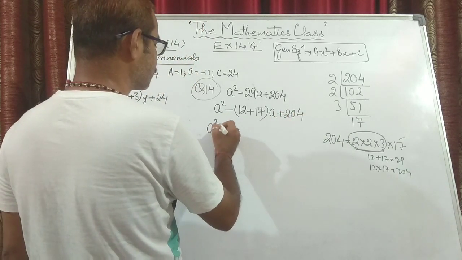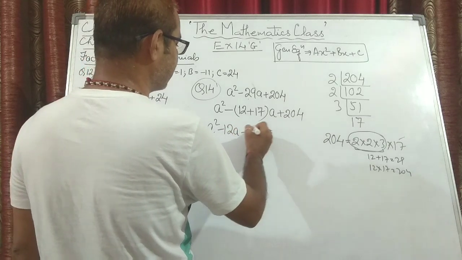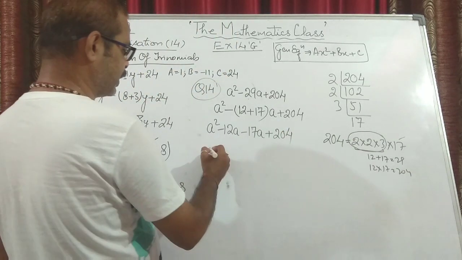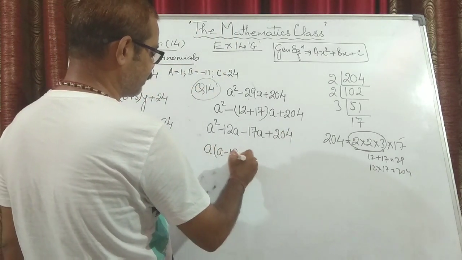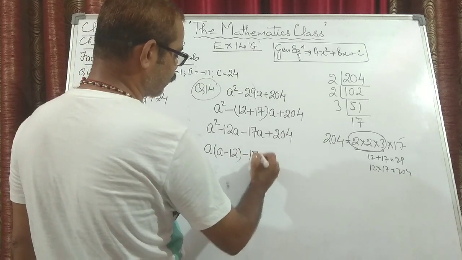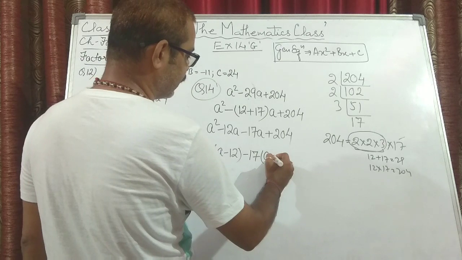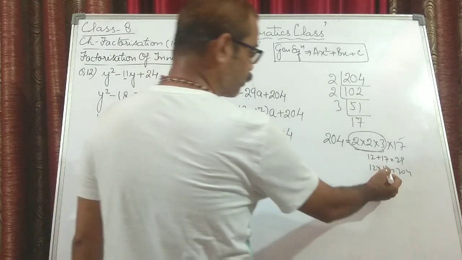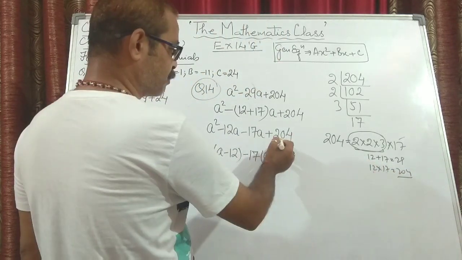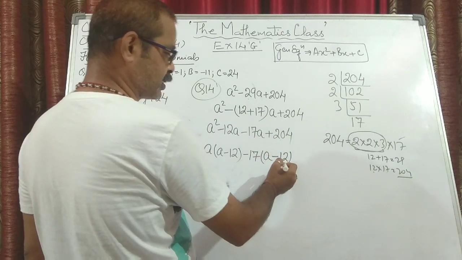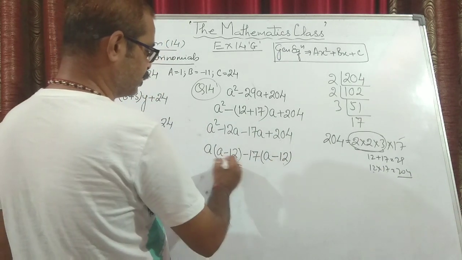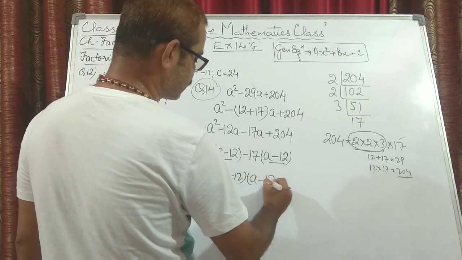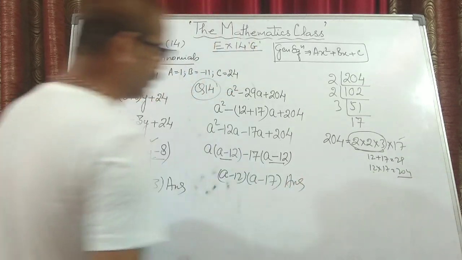Now we'll open the bracket. A square minus 12a minus 17a plus 204. Obviously from the first we can take a common. What is left? A minus 12. And from the second it's for sure we will take 17 common. What will be left? A minus 12 will be left. Why? Because we know 12 into 17 is 204 and from 204 17 has been taken out. So it's very true that only 12 is left. Now these two will be taken common. A minus 12. What is left? A minus 17 and that is the final value.